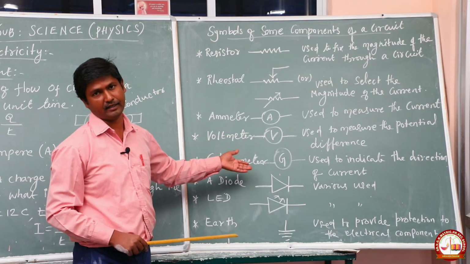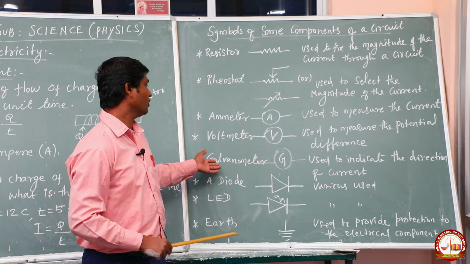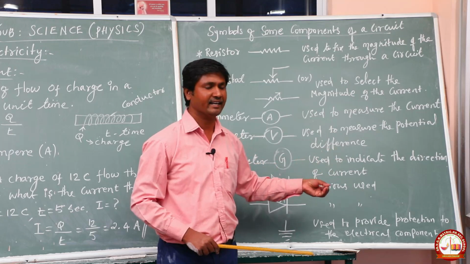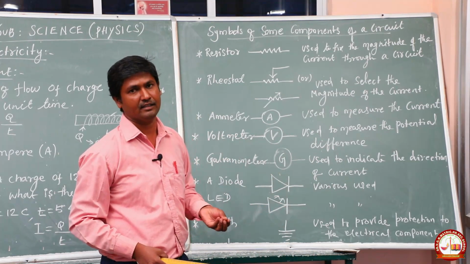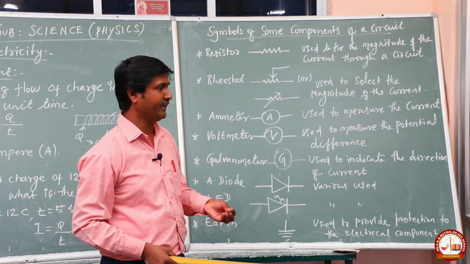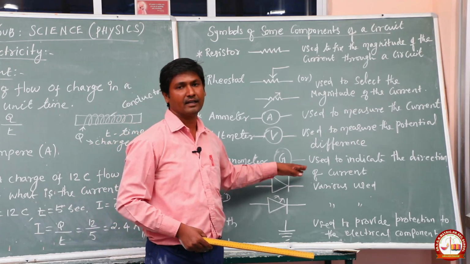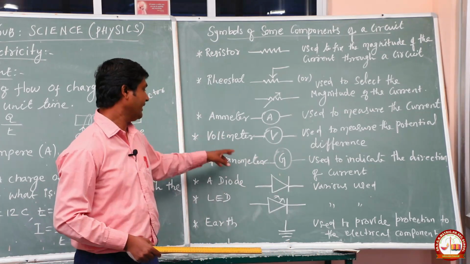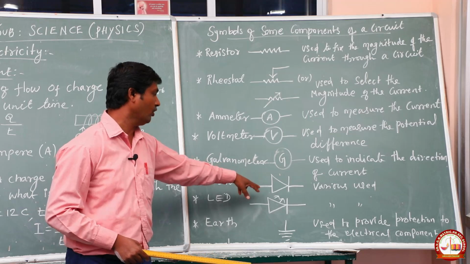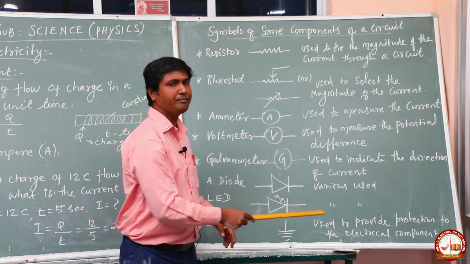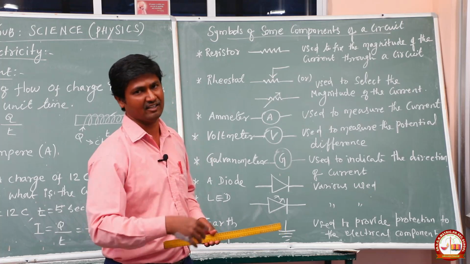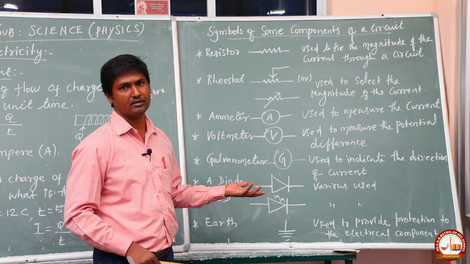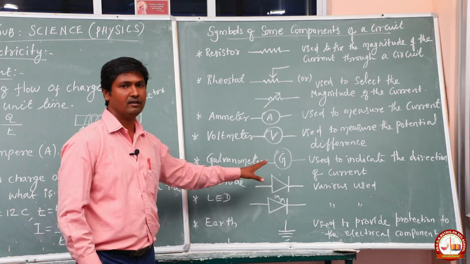Next, galvanometer, capital G. See the diagram. The galvanometer symbol is used to indicate the direction of the current in the circuit. This is the use of the galvanometer. Next, this is the symbol of a diode. Diode is used in higher classes. So the diode symbol is very important.